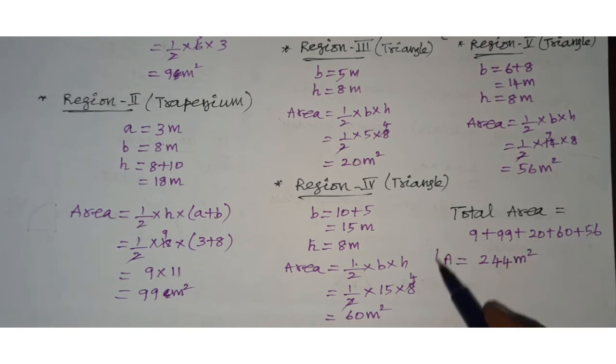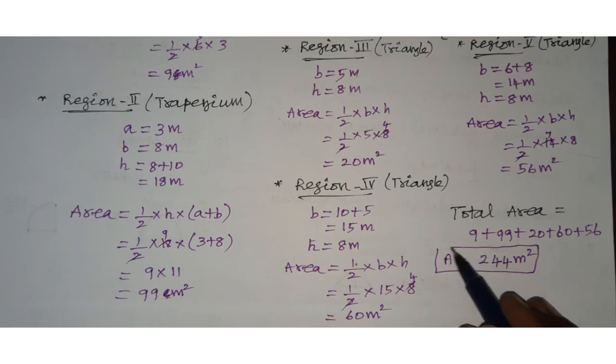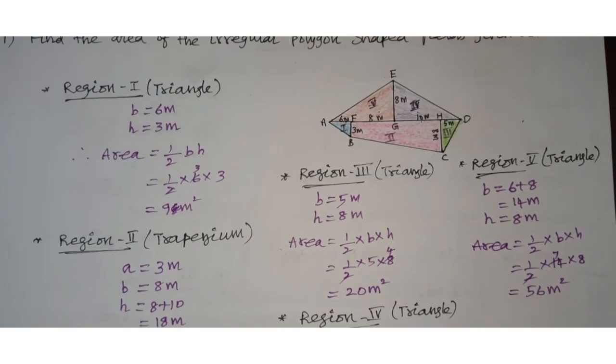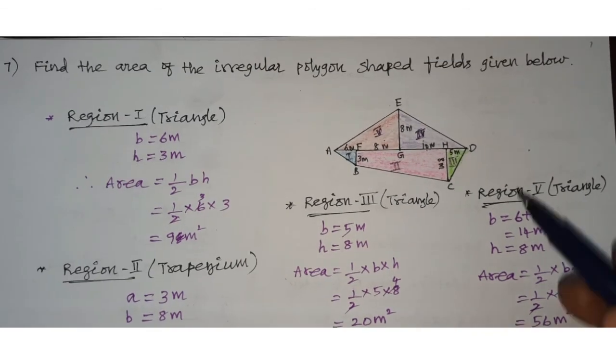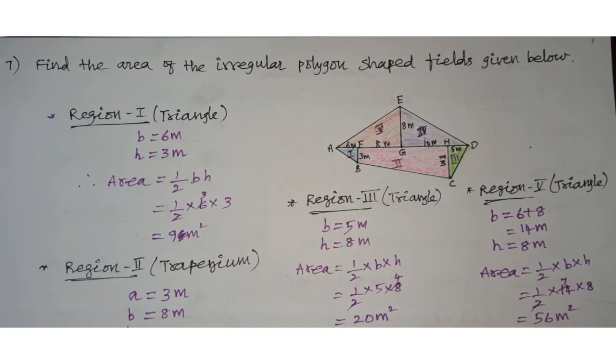So this is the required area of the irregular shape. So the given irregular shape, this one. So total area of this irregular shape is 244 meter square.